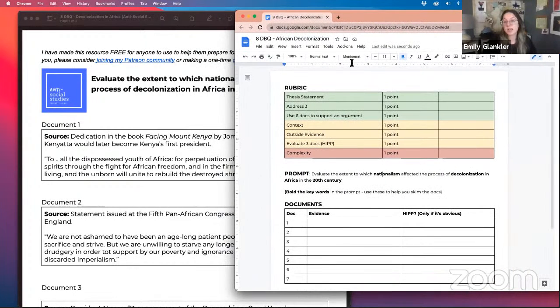First, I'm just gonna skim the documents, and I am just gonna grab some basic evidence of what I'm seeing about nationalism and decolonization. And then Cami, yeah, we're gonna do context in just a second.